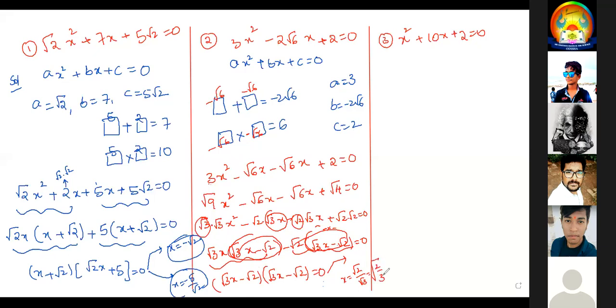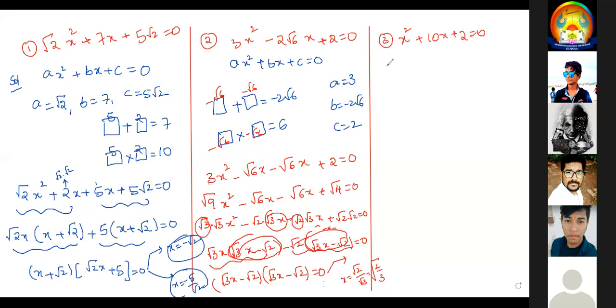Now, if anyone asks how many roots it has, root 2 by 3 is coming twice. Why? Because a quadratic should have two roots. Here there is only one root, but it's coming twice. So the multiplicity is 2, or the multiplicity is order 2.